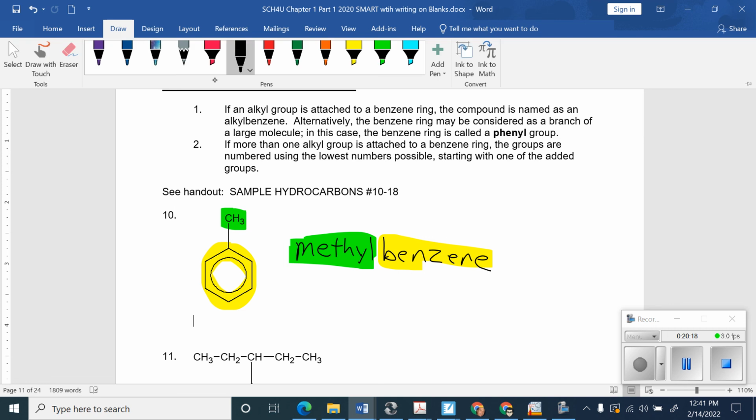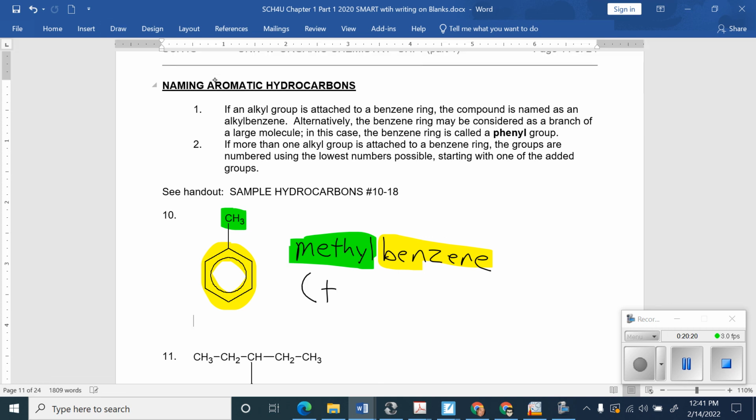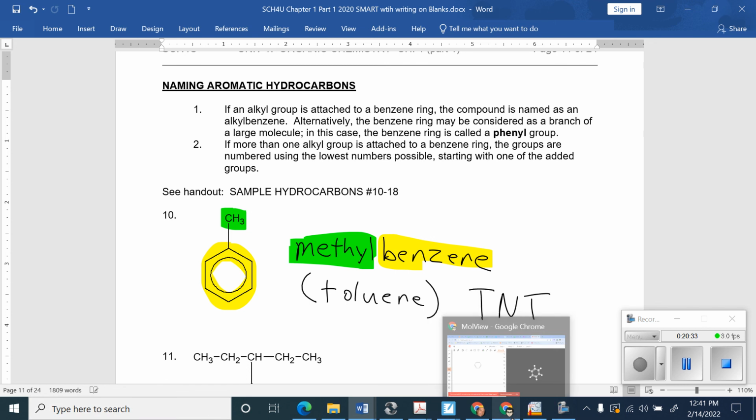And also the common name of this is so common it gets its own name. It's toluene, which is a precursor to TNT. If you make that at home, it's called homemade dynamite. By Lord. Right? Lord? Anyone? Yeah. Okay.